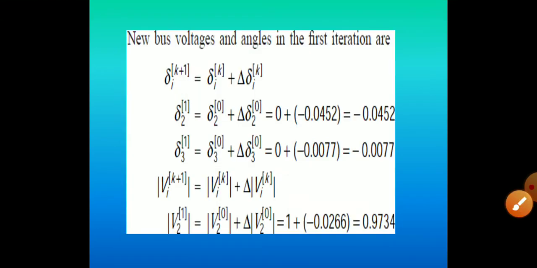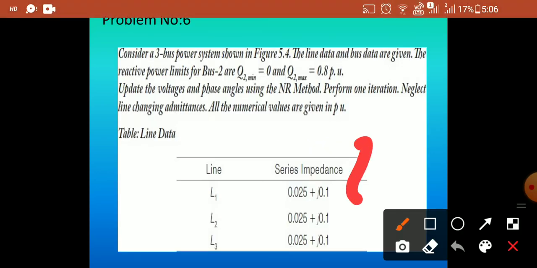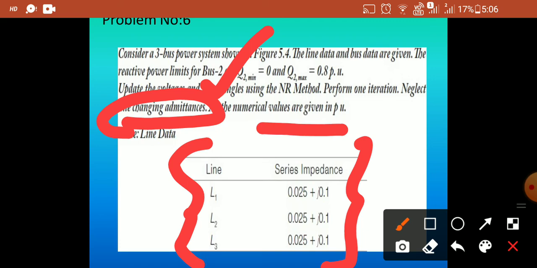Okay, so this is the first type of problem in the Newton-Raphson method, and this is the second type. Here also the values are given: the impedance value for each bus is given, and for bus 2 the reactive power is also mentioned. We have to perform one iteration alone. In this we are going to neglect the changing admittance. Numerical values should be given in per unit.